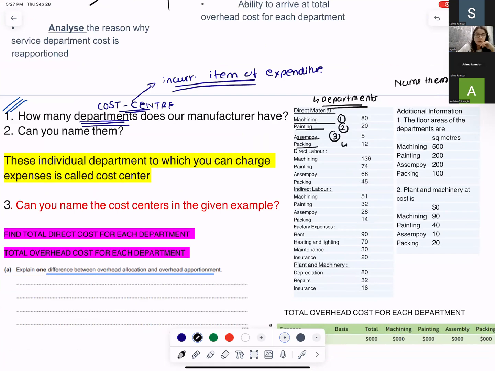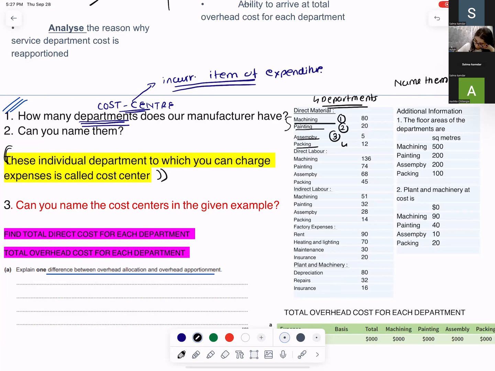The departments. Can you elaborate? A place where, for example, expenditure is incurred. It's written over here: the individual department to which you can charge expenses is called a cost center. So painting's expense is there, so that's why it's a cost center. The department where you can charge your expense is called the cost center.